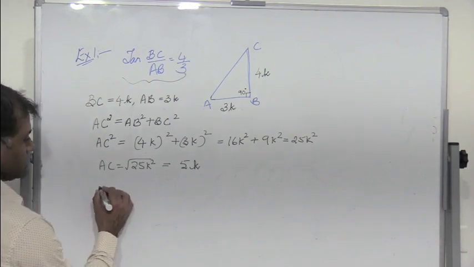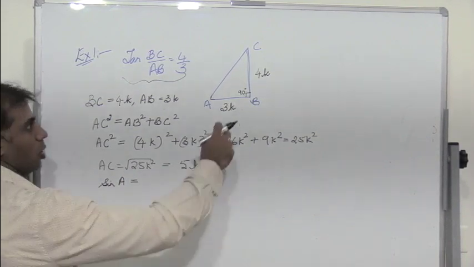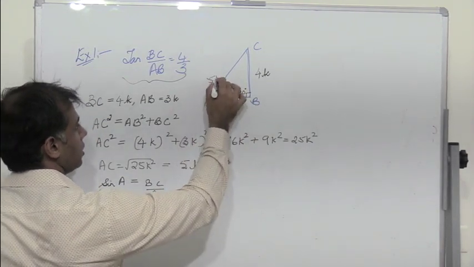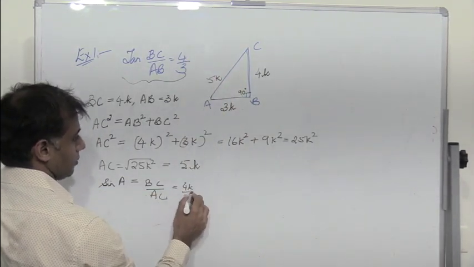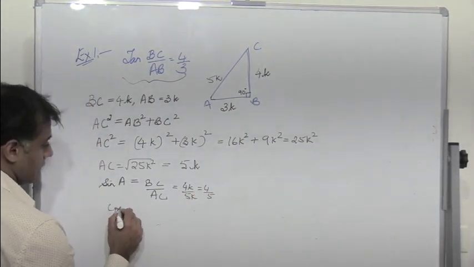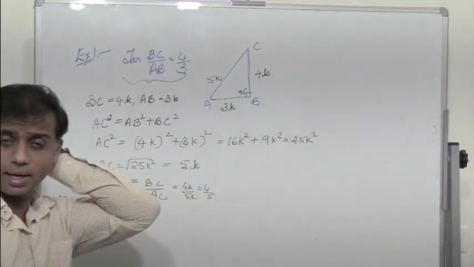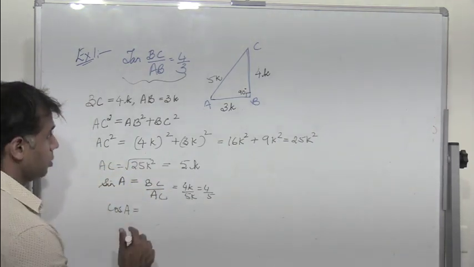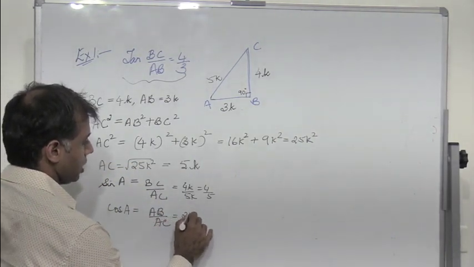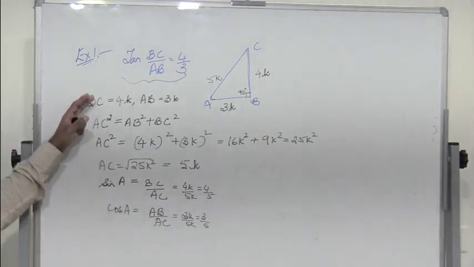So what are the trigonometric ratios? Sine A. What is sine A? Opposite side BC divided by hypotenuse AC, so 4k by 5k. So this is 4 by 5. Next I have cosine A, which is adjacent side AB divided by the hypotenuse AC, which is 3k by 5k. So we get 3 by 5. Tan is already known.